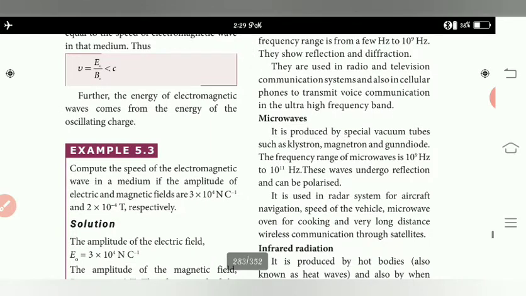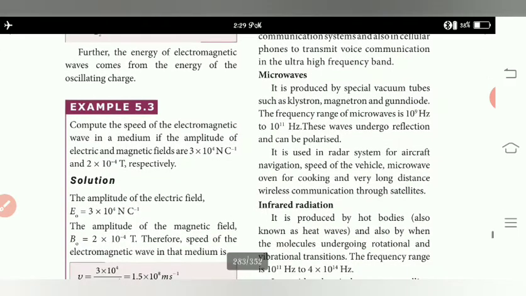Next, microwaves. They are produced by special vacuum tubes such as klystron, magnetron and gun diode. The frequency range of microwaves is 10 power 9 Hz to 10 power 11 Hz. These waves undergo reflection and can be polarized. They are used in radar systems for aircraft navigation and for measuring the speed of vehicles.